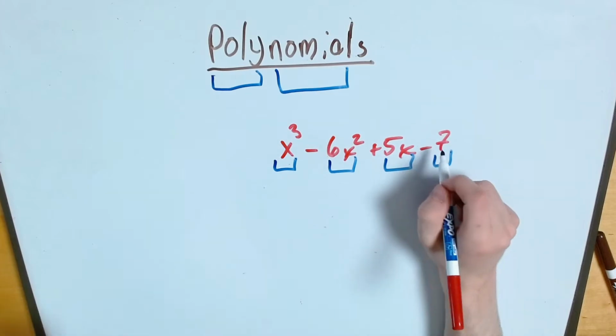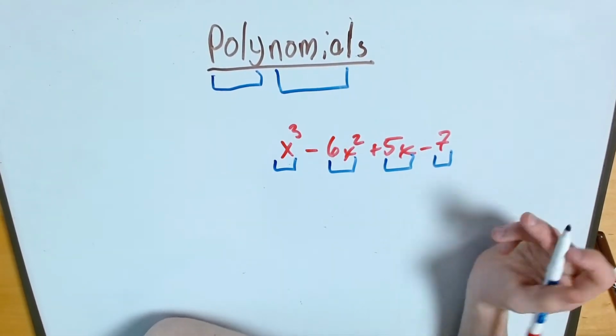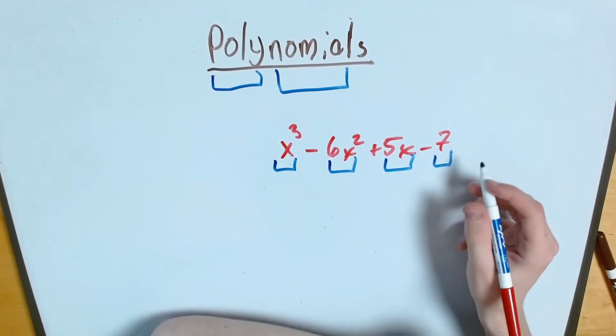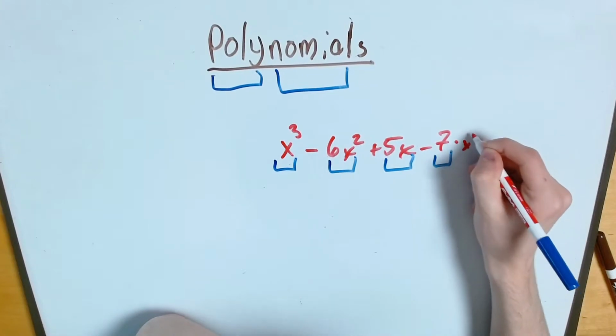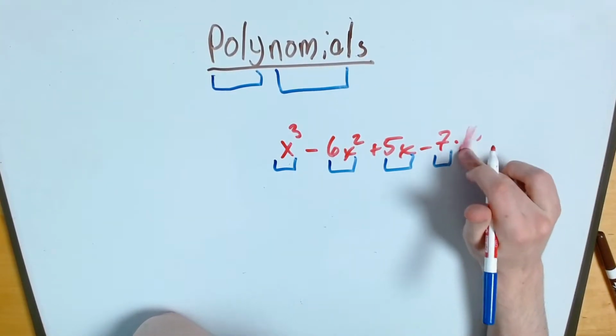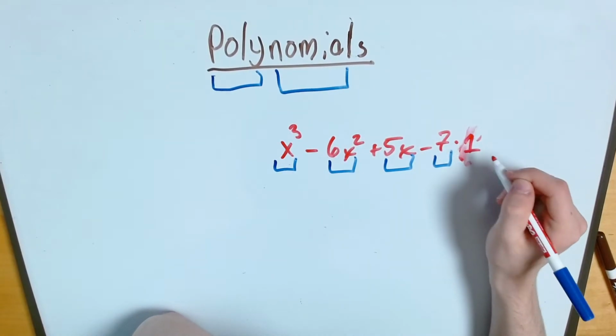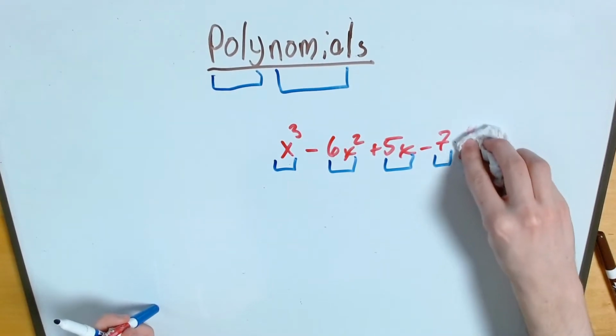And you might say, well, negative 7 doesn't have an x. Well, we still consider it a term, because we could write this as negative 7 times x to the 0. And we of course know that anything to the 0 is 1, so in the end we do get negative 7 times 1, or just negative 7. Right, so that's also a term.